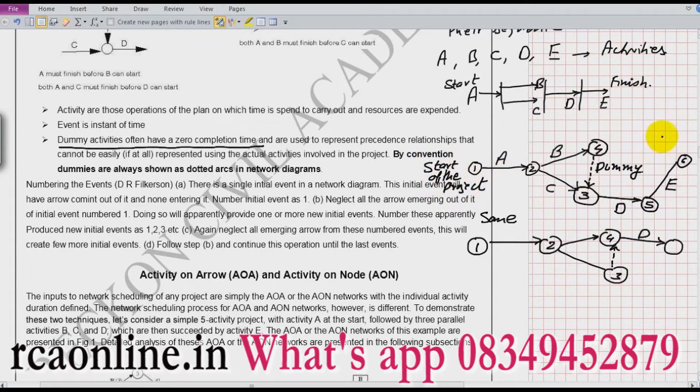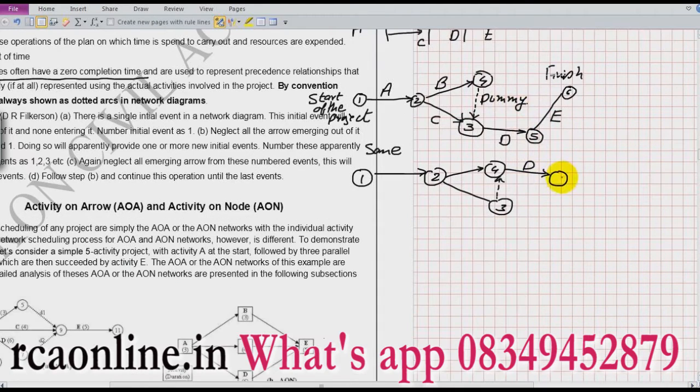And this is the finish of the project. Similarly, I can do here also. Okay. Now, if you see, the size of the arrow does not matter in this.